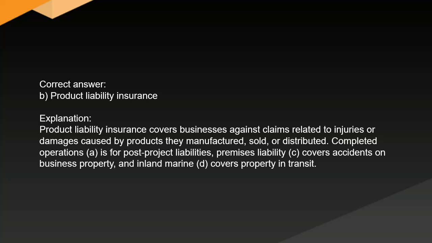Correct answer. B. Product liability insurance. Explanation. Product liability insurance covers businesses against claims related to injuries or damages caused by products they manufactured, sold, or distributed. Completed operations, A, is for post-project liabilities. Premises liability, C, covers accidents on business property. And inland marine, D, covers property in transit.